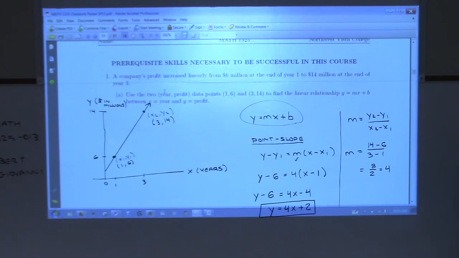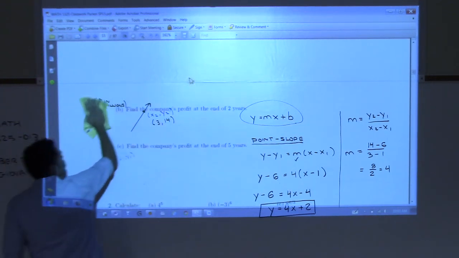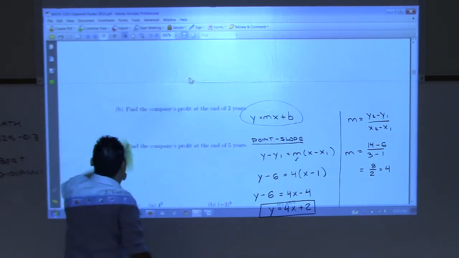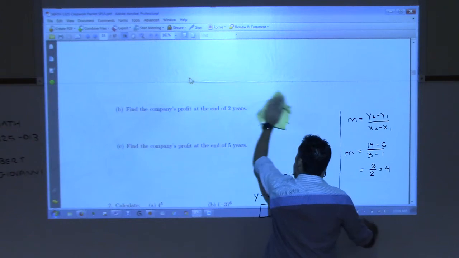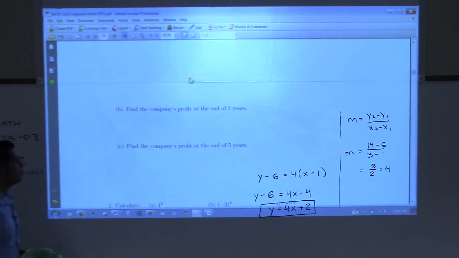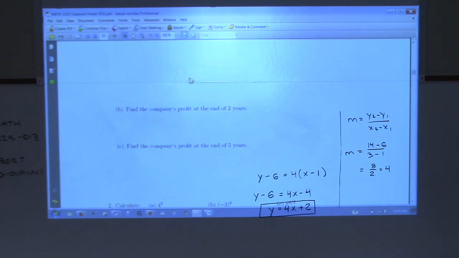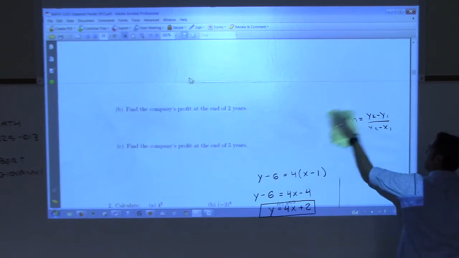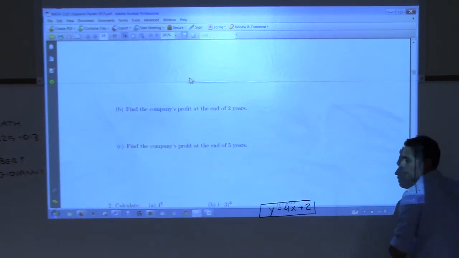All right, let's look. What does part B say? Is there a part B there? What is it asking? Find the company's profit at the end of 2 years. Okay, good. So what does that mean? Plug 2 in for x. Do you all agree? So all you're going to do is plug 2 in for x into the equation we just came up with. And what would you get? 10? So I'm going to leave that equation right there because I'm going to be using it here.